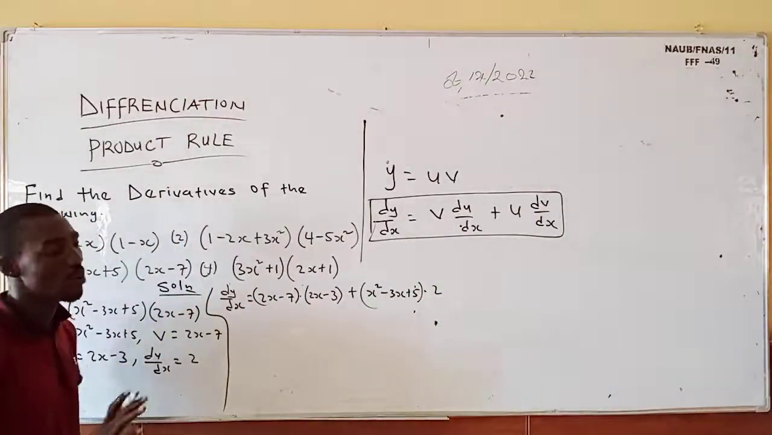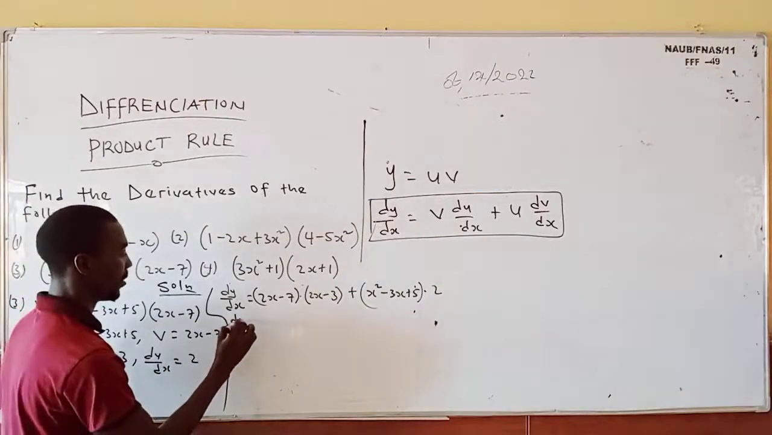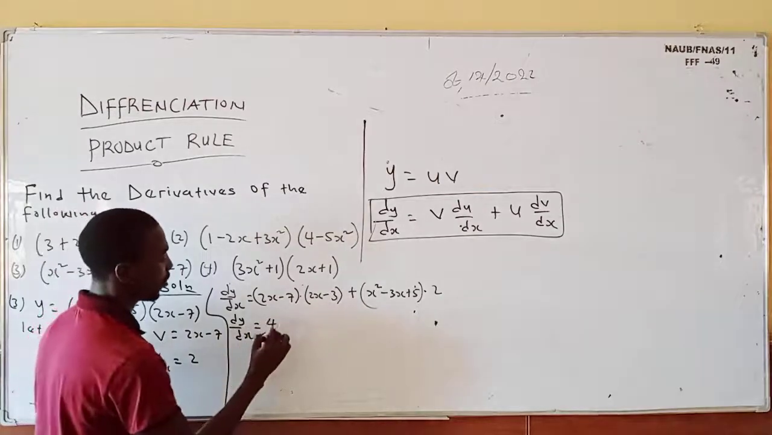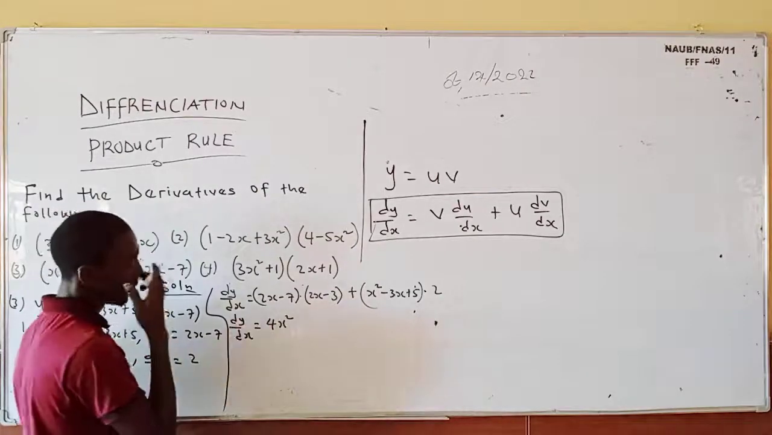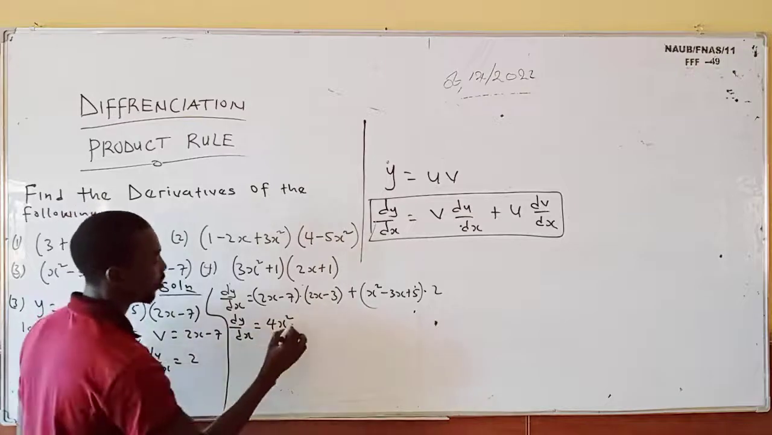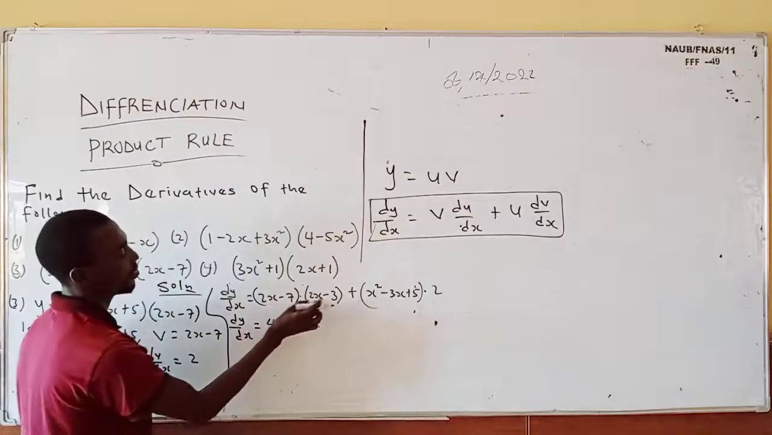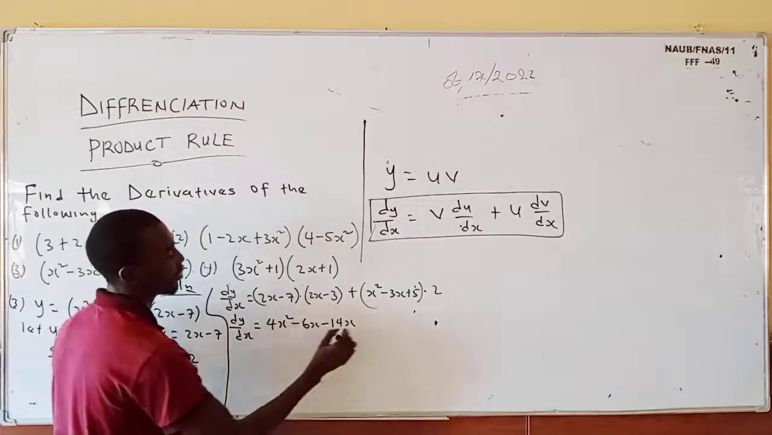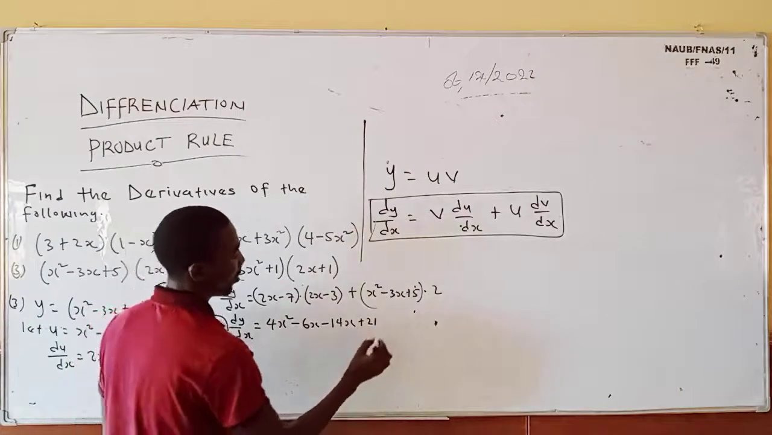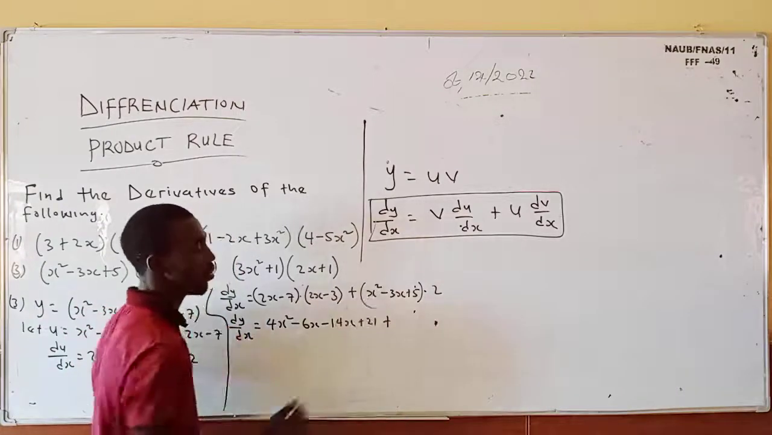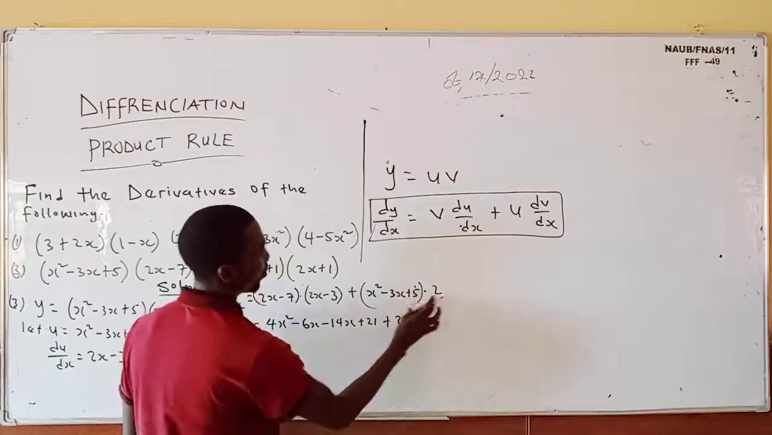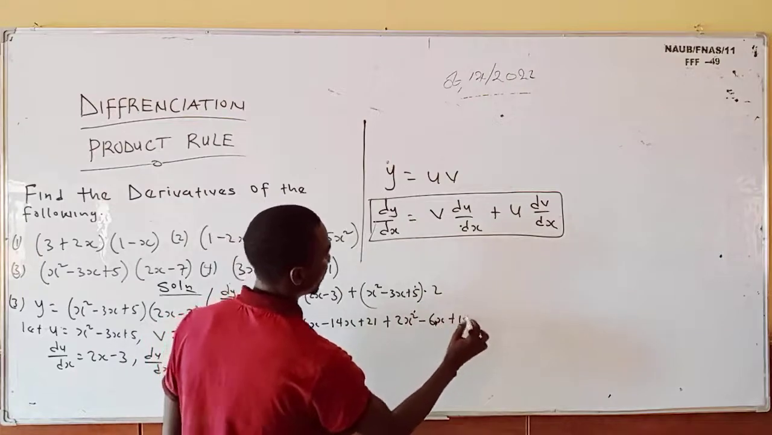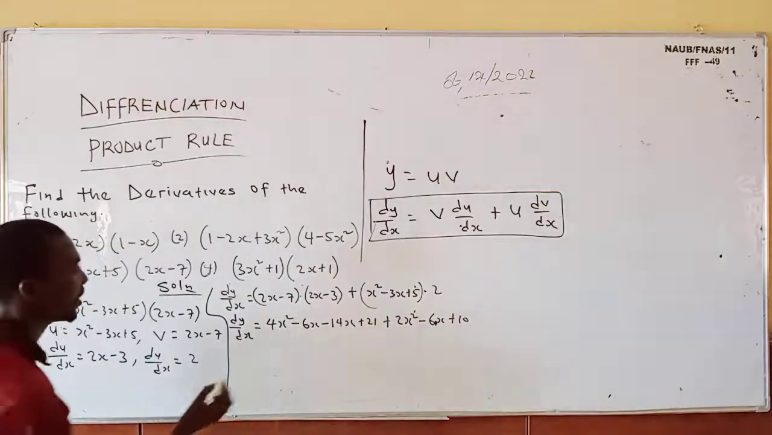So the next thing is to clear the bracket now. So it means dy over ds is equal to 2s times 2s, that is 4s squared. And 2s times minus 3, that is minus 6s. Minus 7 times 2s, that is minus 14s. Minus 7 times minus 3, that is positive 21. Plus 2 times s squared, that is 2s squared. 2 times 3s, that is 6s. 2 times 5, that is 10.